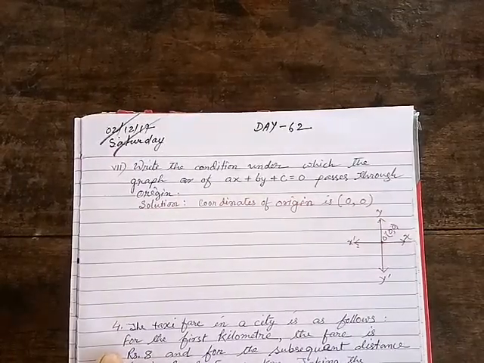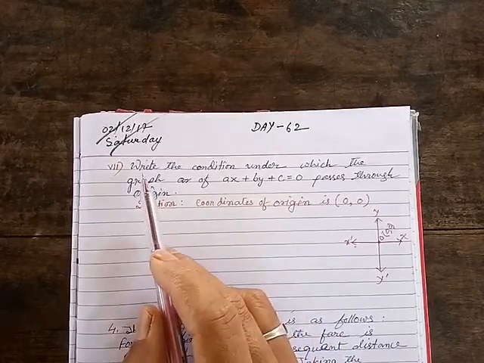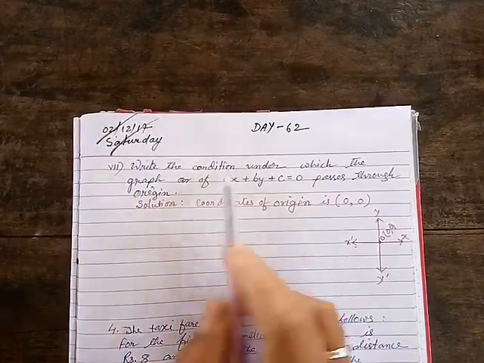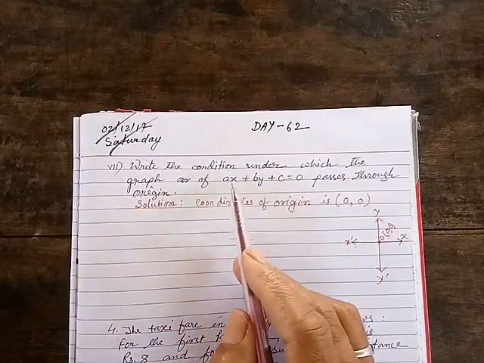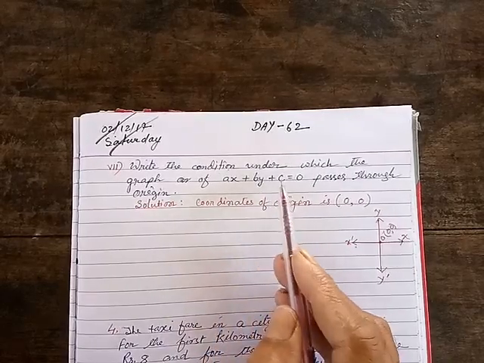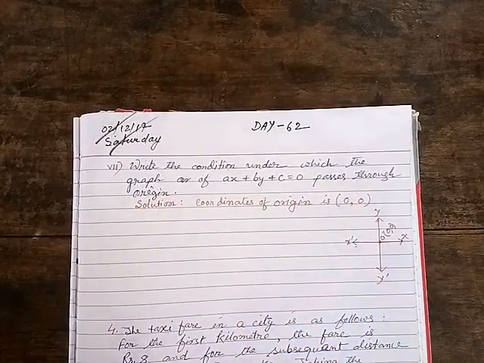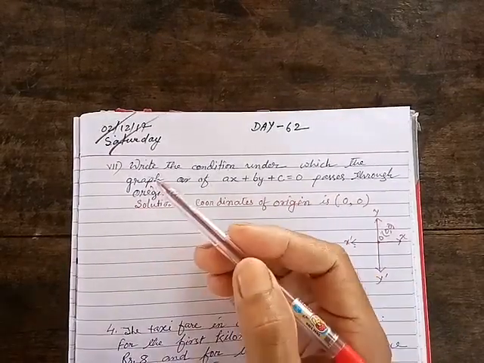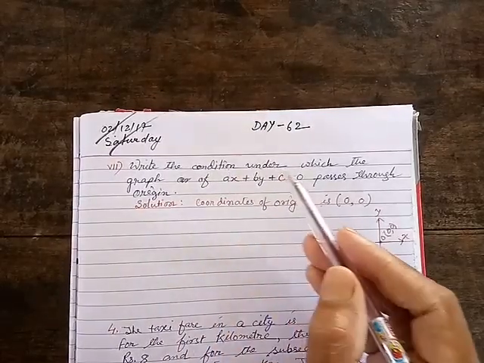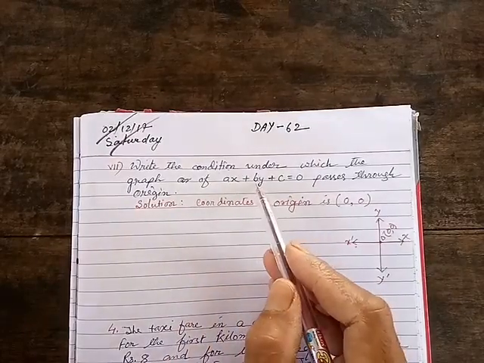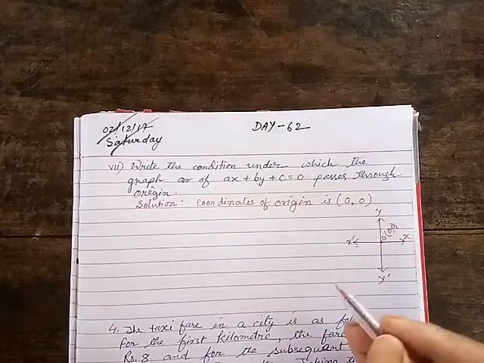Okay, let's go for the next question, Roman number 7. Question is, write the condition under which the graph of the equation ax + by + c = 0 passes through the origin. You have to understand the question. Under which condition does the graph of this equation pass through the origin? There are so many equations that can pass through the origin.